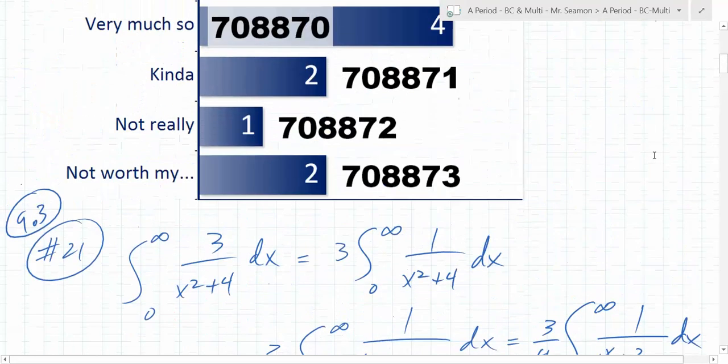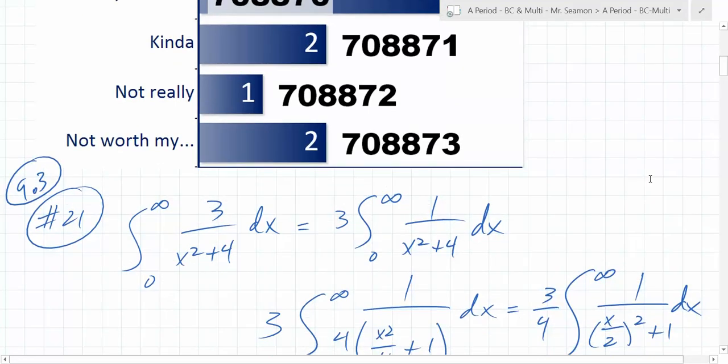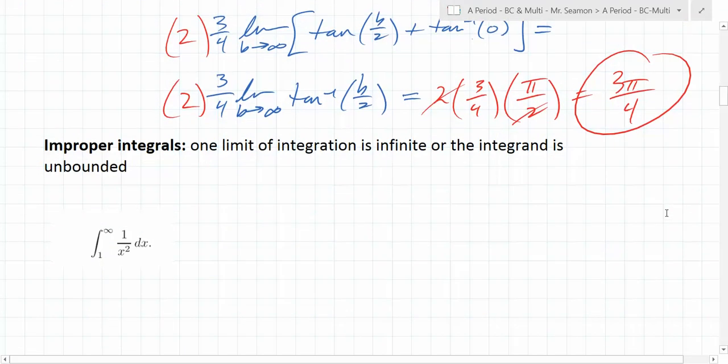The question, what was the question asking us? It gave you a sequence and said, does it converge or diverge? Does this converge or diverge? Converge. Why do we know it converges? Inverse tangent goes to 1.